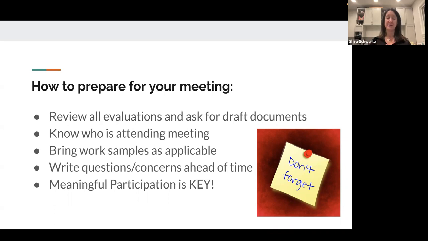because the last bullet point on this is really the language: parents are required to have meaningful parent participation. And if you do not feel like you're able to meaningfully participate, which is gray and can mean lots of different things, then you are able to stop that meeting and call another meeting.